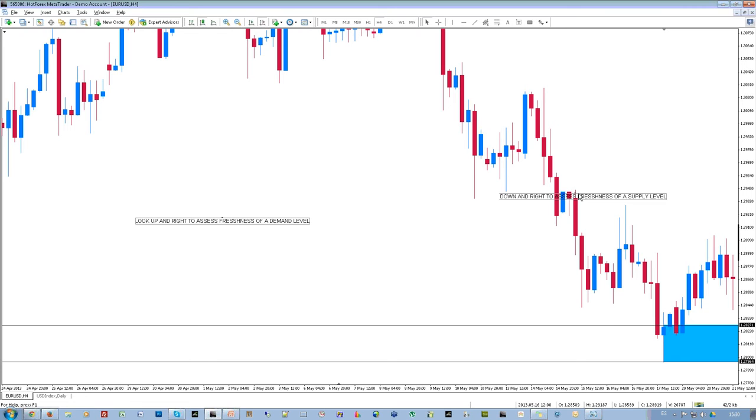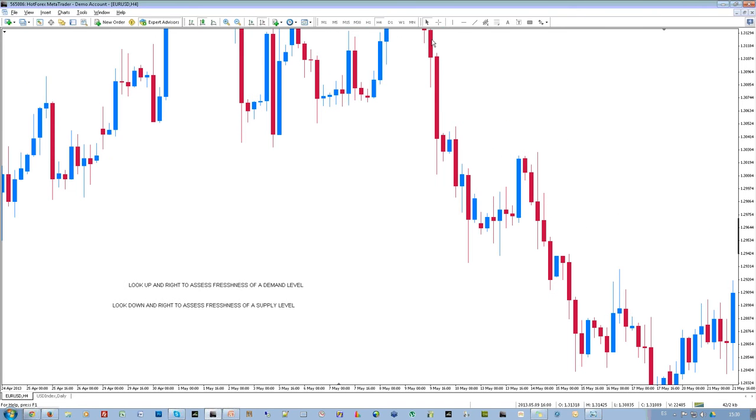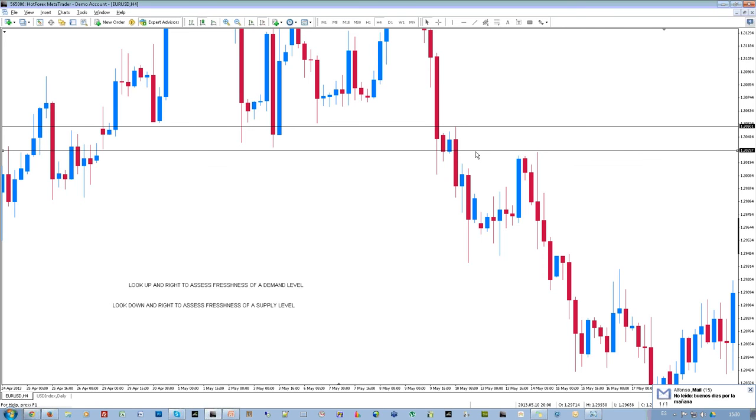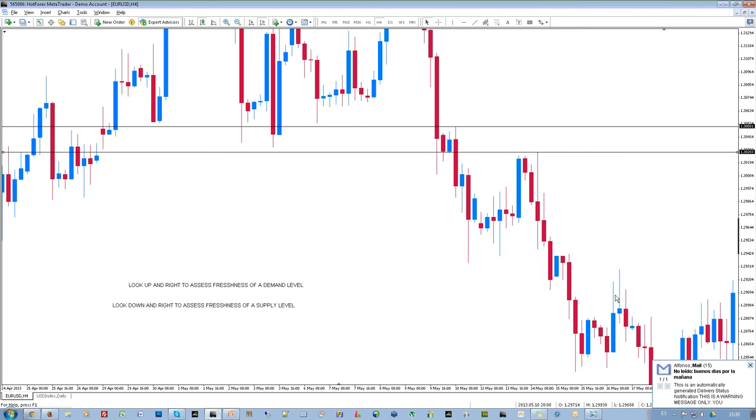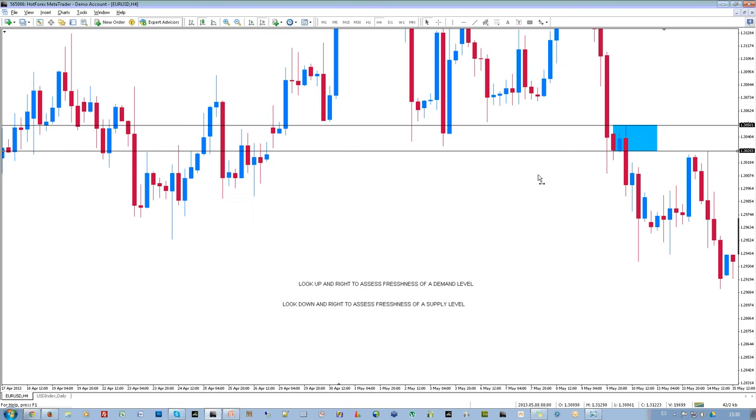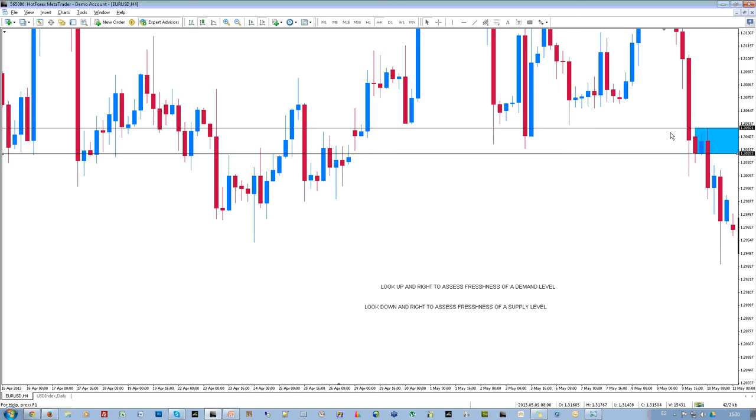So let me draw a supply level so you can see this. We've got a supply level right here. We've got a drop, a base, and a drop. So here we would draw the level like this: a horizontal line at the top, which is described in another video, and the lowest low of the basing candles. Then we draw the level like this. So this is the level.